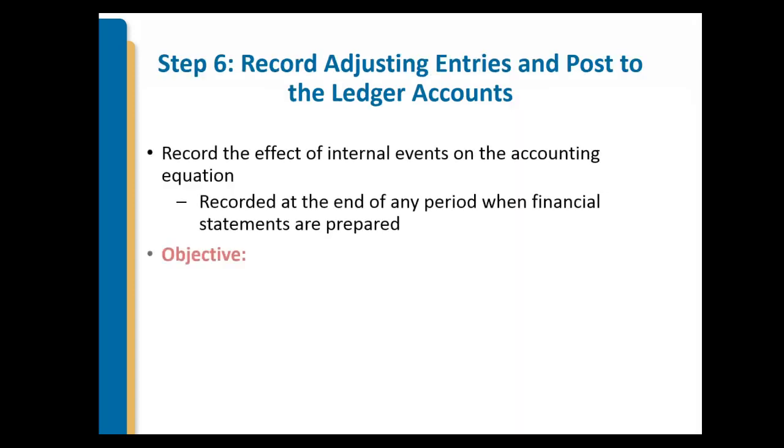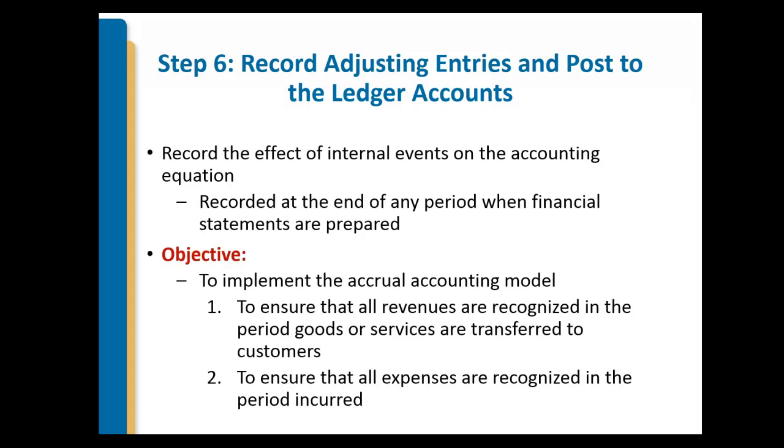The next step in this cycle is to record in the general journal and post to the ledger accounts the effect of any internal events on the accounting equation. Now, these transactions don't involve an exchange transaction with another entity, so we don't have a source document. They are recorded at the end of a period when financial statements get prepared. We normally call these entries adjusting entries.